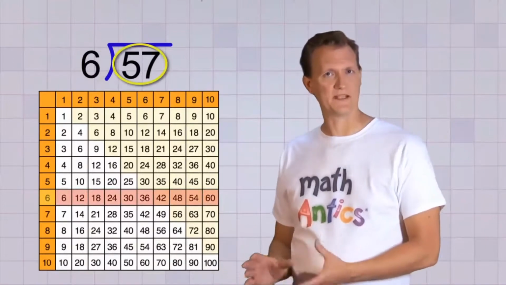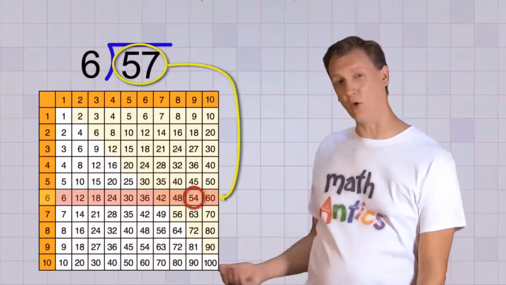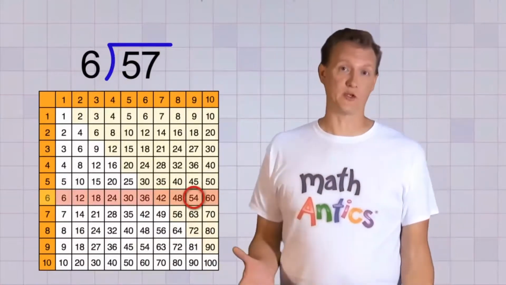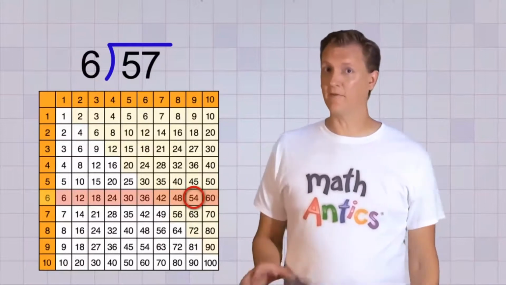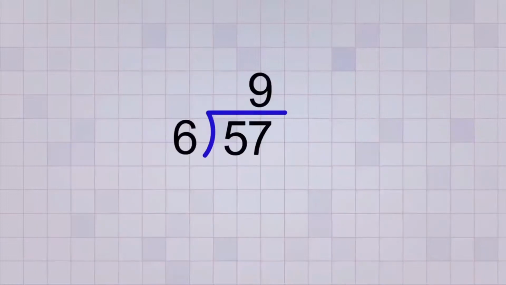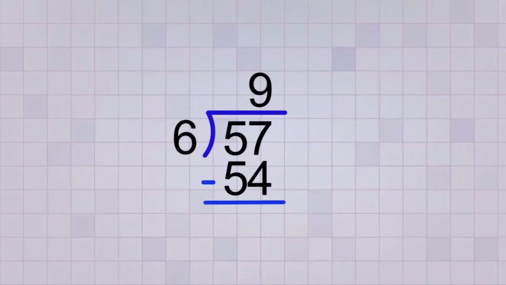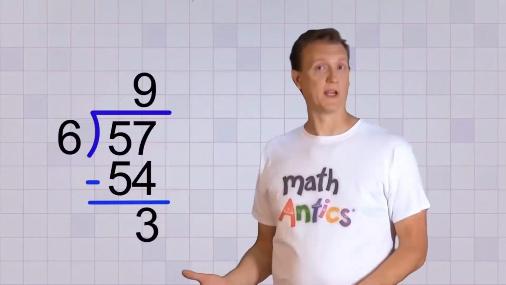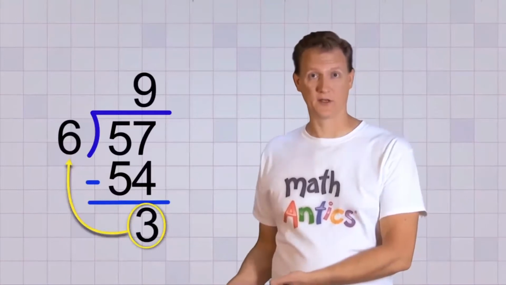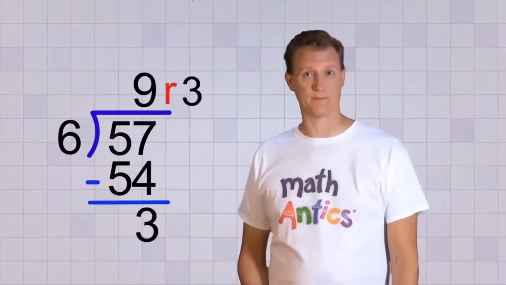We need the multiple that's 57, or almost 57. And since 57 is not on the list, it looks like 54 is the next closest thing, without being too big like 60. And to get 54, we need to have 9 6s. So we'll choose 9 as our answer. Next, we multiply 9 by 6, which we already know will give us 54 because that's what our multiplication table showed us. Now we need to subtract 54 from 57. That gives us a remainder of 3. Again, that's good because that's less than our divisor. So 57 divided by 6 equals 9 with a remainder of 3.